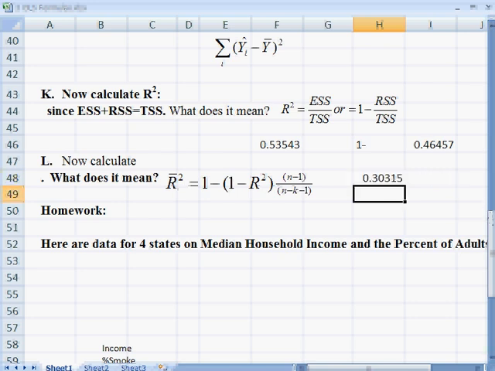Now this adjusted R squared by itself means absolutely nothing. I can't say this enough. If all I'm doing is looking at this number, 0.30315, it tells me nothing. Nothing. What's the point? The only point behind calculating an adjusted R squared is that it is one tool, one of many tools, one of many methods that people use to ask, should I add another explanatory variable? Should I add one more?